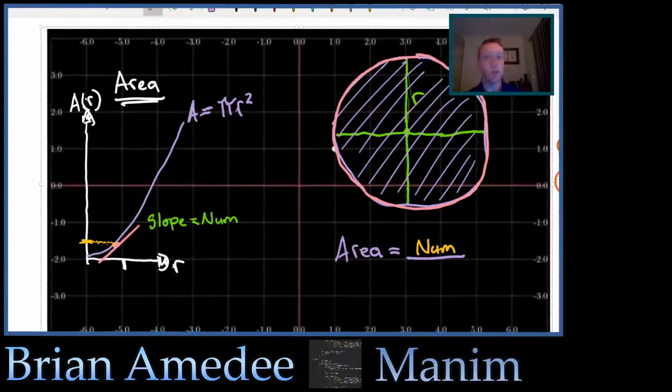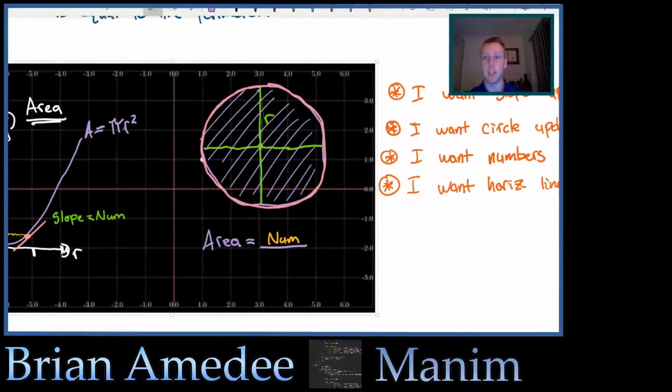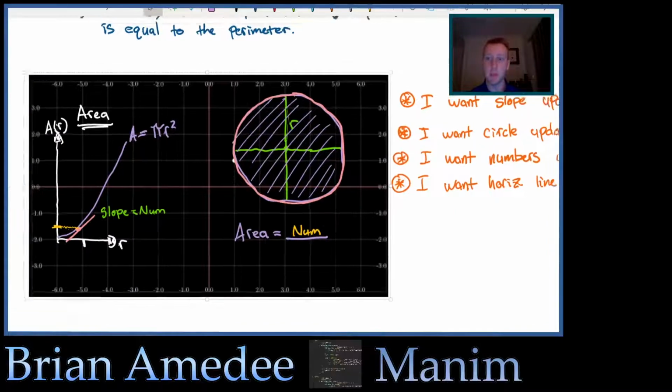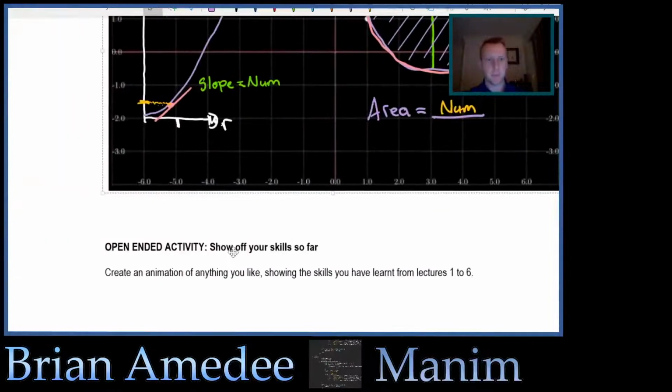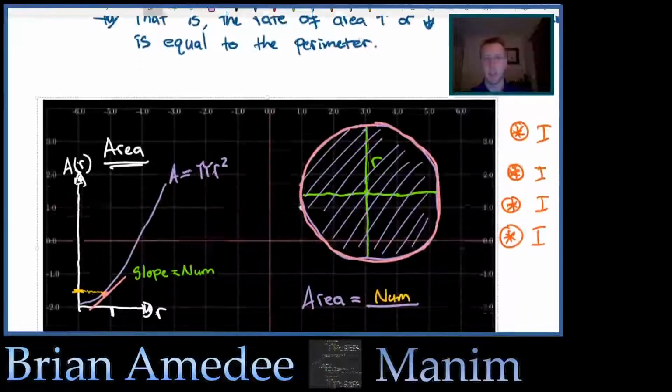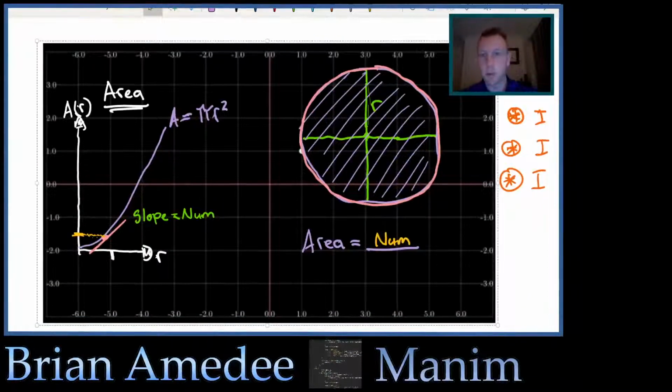So there's actually quite a lot to consider when I'm updating here. I want the slope to be updating, I want the circle to be updating, I want the numbers to be updating, I want the horizontal line to be updating. So there's a whole bunch of stuff, right? So really, oh no, that's the open-ended activity. So pretty much that's what I want to do.